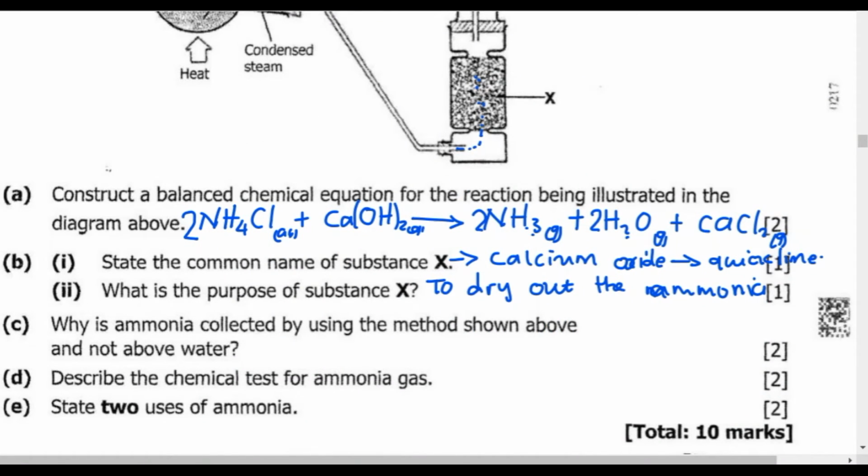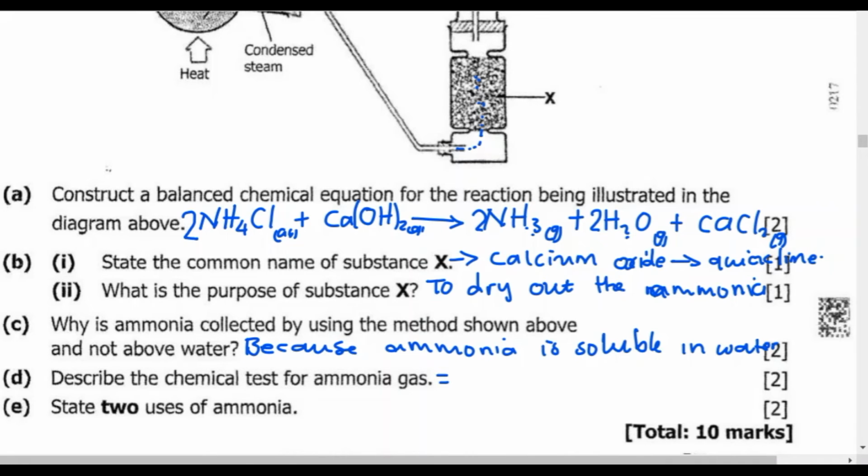We move on to question C. Why is ammonia collected by using the method shown above, not over water? So the reason why we can't use water, say because ammonia is soluble in water. So if we use water, the ammonia will not pass through water, it will dissolve. So that is what we are looking at here.